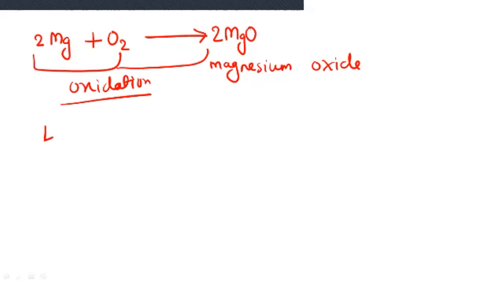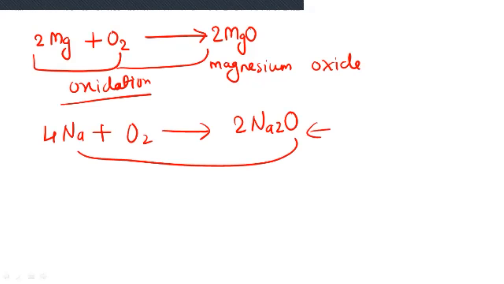Another example: 4Na, sodium, is reacting with oxygen, then it is what? Oxidation. 2Na2O, sodium oxide, and this is again an oxidation process, because here again the addition of oxygen is taking place. Okay, is that clear? Now let's understand it in a different way.